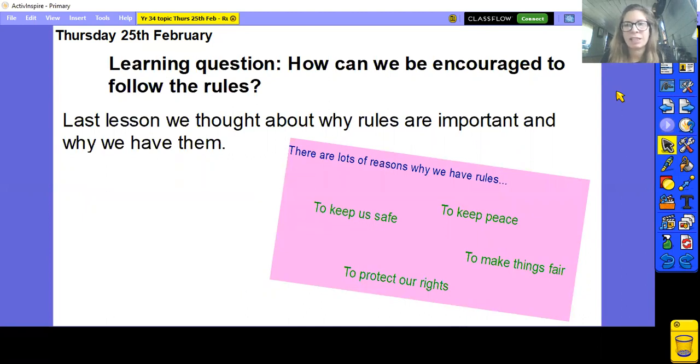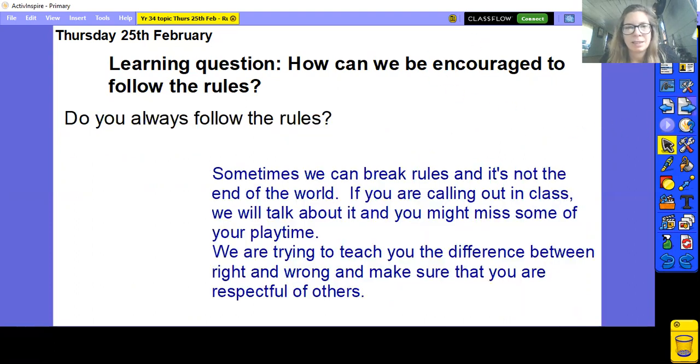So last lesson we looked at why rules are important, and why we have rules, and these were some of the things we thought about. So to keep peace, to keep us safe, to make things fair, and to protect our rights. So we thought a lot about our rights last lesson, why rules are important for protecting those rights, and what our rights are. So things like having a safe place to live, having enough food to eat, and things like that. So let's jump in with today's learning then.